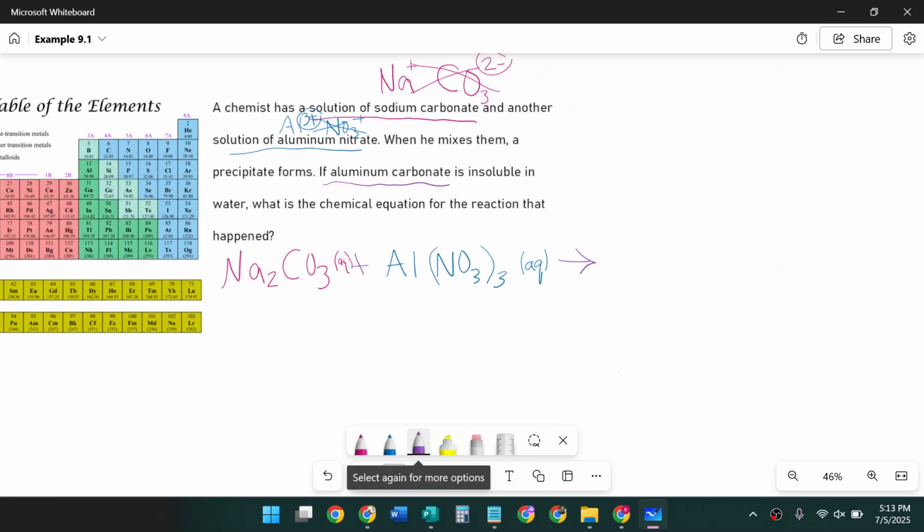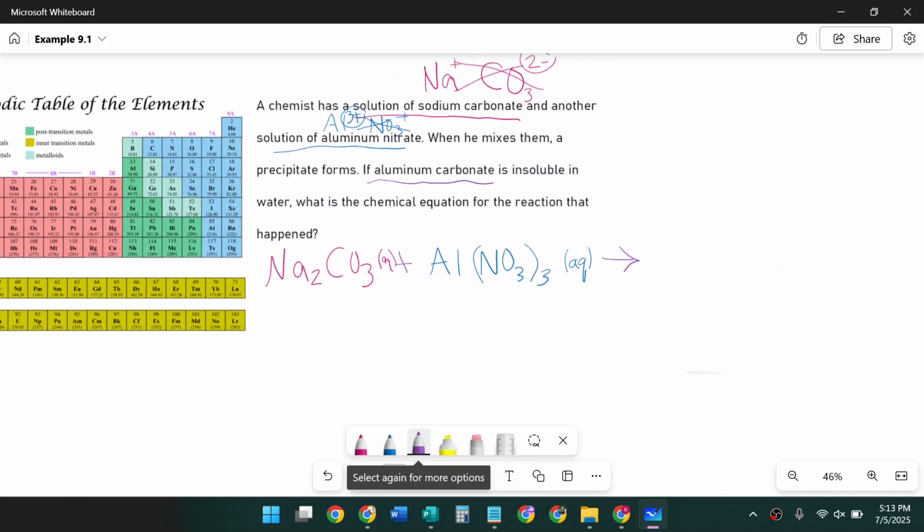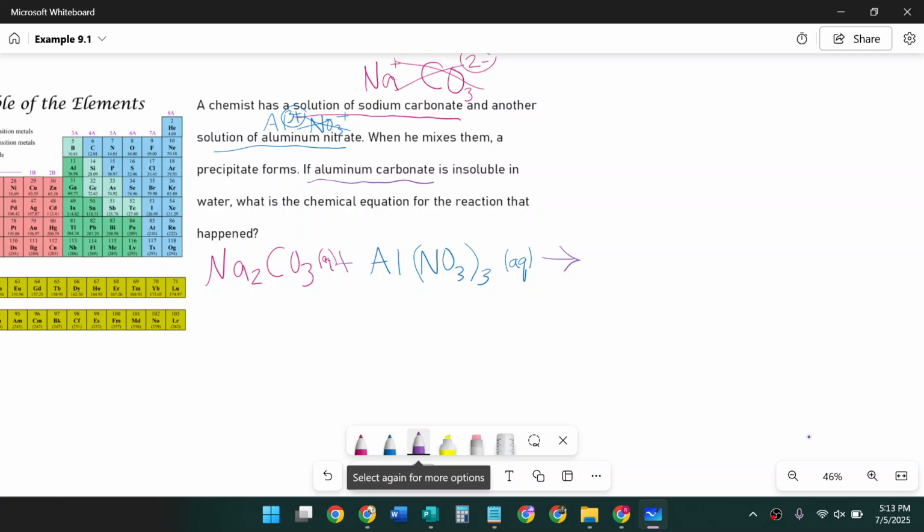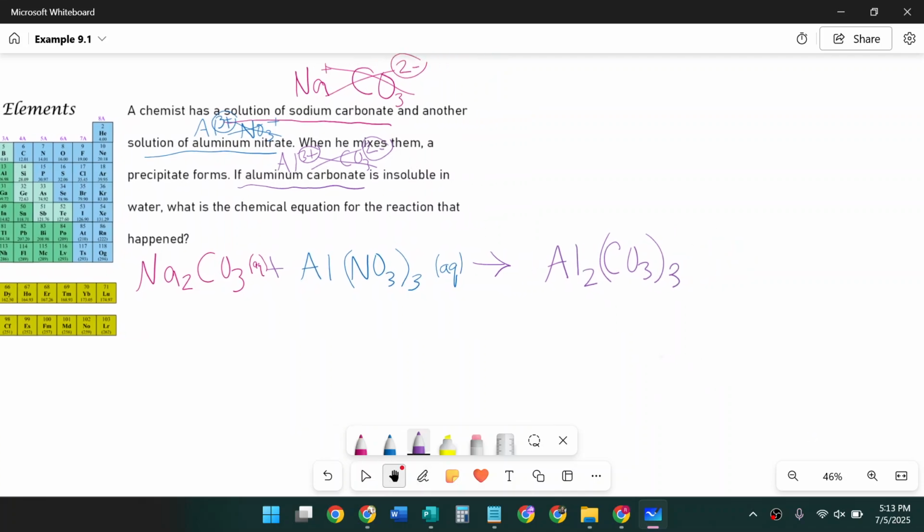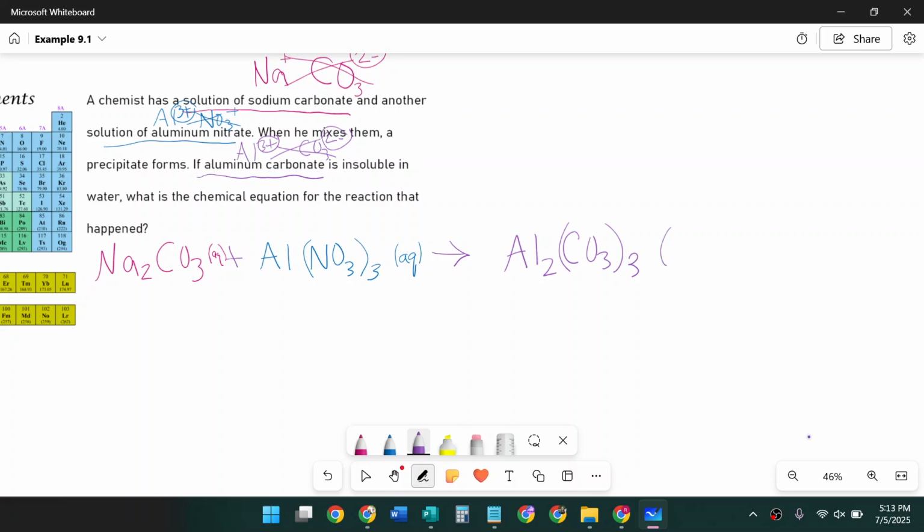All right, so let's get our aluminum carbonate. Aluminum we already have from before, that's 3+, and carbonate we also have from before, that's our CO3 with a 2 minus. So our 2 and our 3 are going to swap, and so we'll end up with Al2(CO3)3. And because a precipitate forms, this is the one that's going to come out solid.